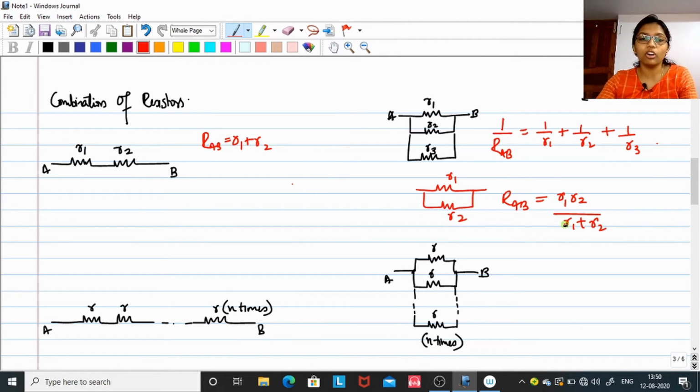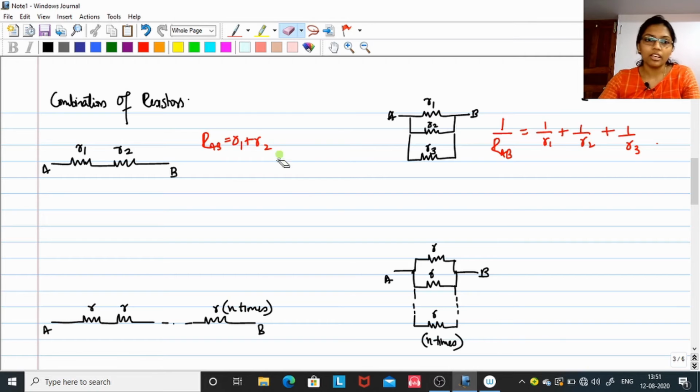R1 R2 divided by R1 plus R2 is the formula. If you got more than two resistors, please follow this expression, and do not forget to take the reciprocal after you find the value for the RHS. Students always forget to take the reciprocal. They just end up writing the answer for 1 by RAB. That is not the way. Please remember to take the reciprocal of the RHS value. Then only you will get the value for RAB. Okay, that was the very basics that we had in plus 1 and plus 2.